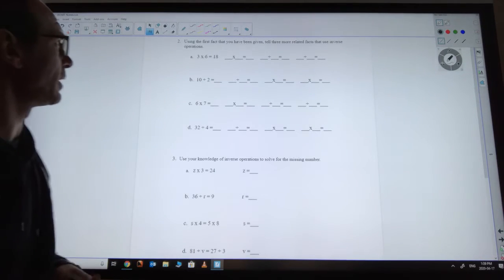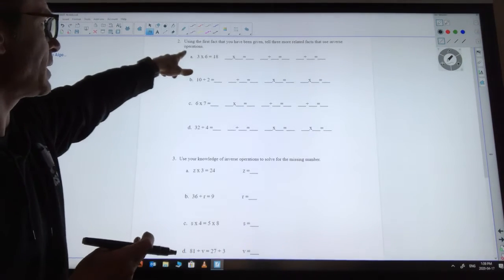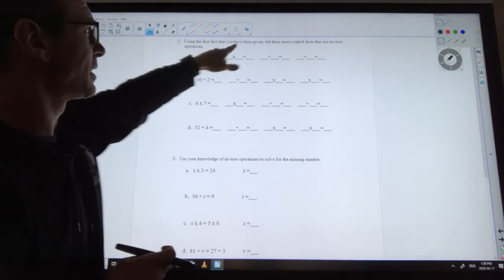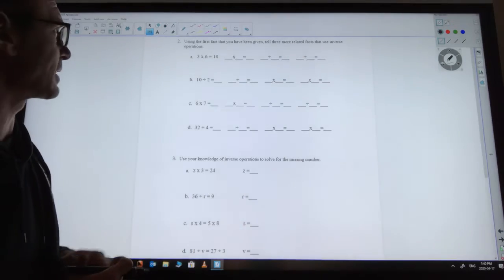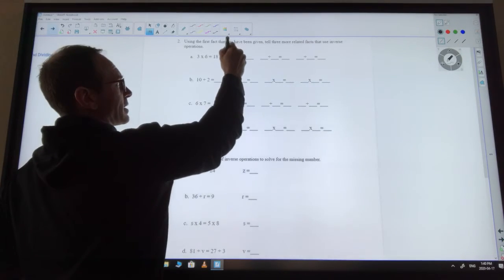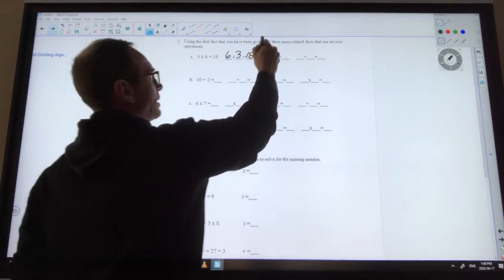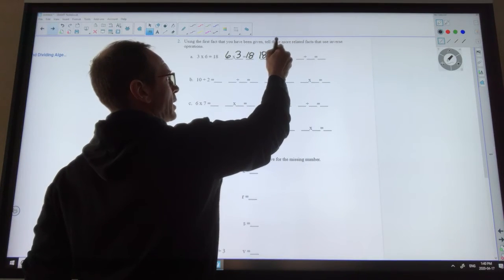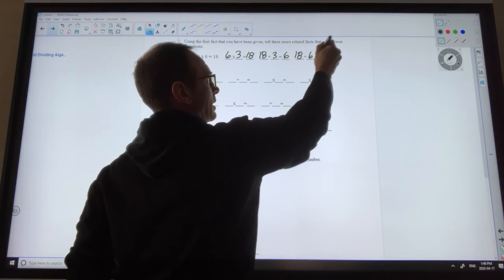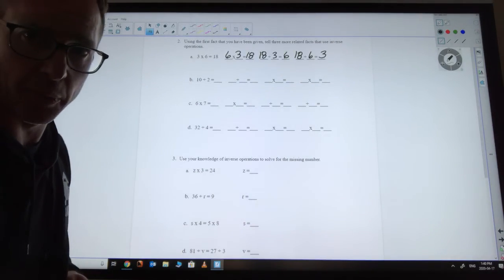Let's just look at this top one here on the second page though. A is 3 times 6 is equal to 18. Now what I want you to do is use this math fact to tell me 3 more related math facts that use inverse operations. So if I know 3 times 6 is 18, I also know that 6 times 3 is 18. And I know that 18 divided by 3 equals 6. And I know 18 divided by 6 is 3. I'll give you time to work on these other 3 on your own.